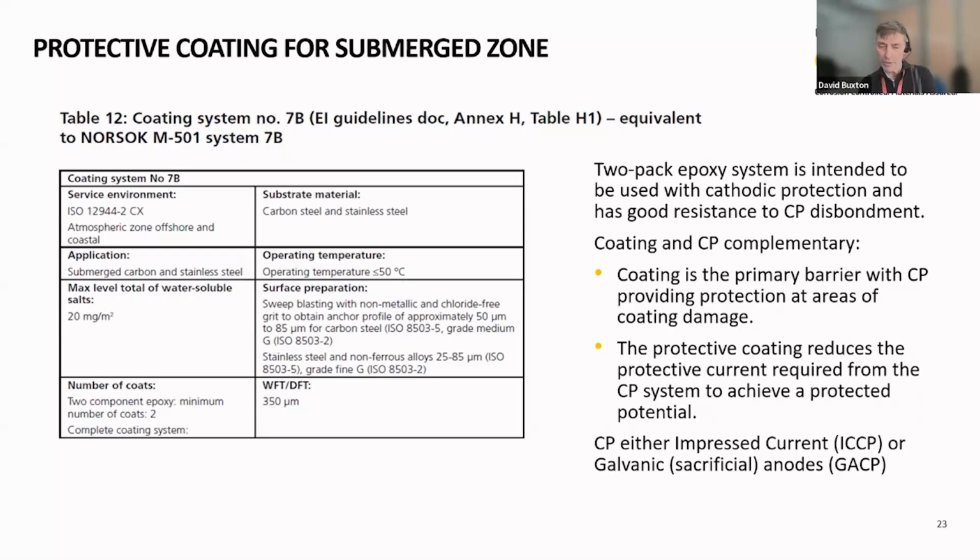And it makes for a more efficient, effective cathodic protection if you've got a coating in place. It reduces the amount of current that's required to achieve the required potential. And the cathodic protection system might either be an impressed current or a galvanic or sacrificial anode system. So, next slide.